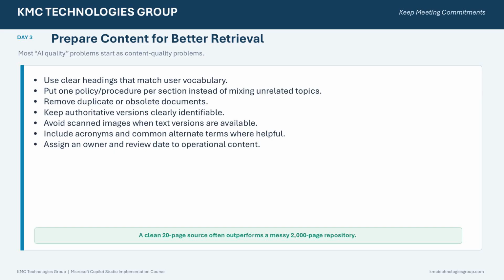Use clear headings matching user vocabulary. Separate unrelated policies and procedures. Remove duplicate and obsolete documents. Clearly identify authoritative versions. When possible, provide text rather than scanned images. Include common abbreviations or alternative terminology employees might use. Finally, assign a content owner and review date. A clean 20-page knowledge source can outperform an uncontrolled repository containing thousands of pages.